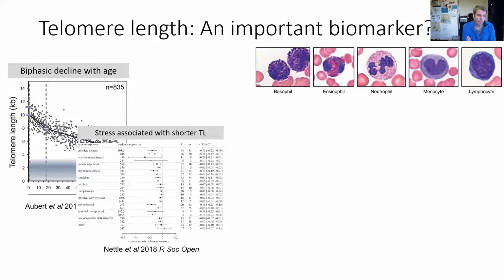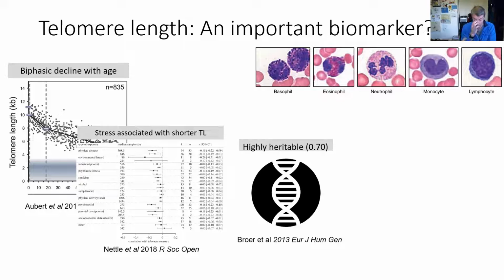I think there's quite a coherent sense in the literature that various different forms of behavior and experience that might be deemed stressful are associated with shorter telomere length. So this is a recent meta-analysis that shows this. Records or evidence of prior stressful events tend to predict short telomere length.